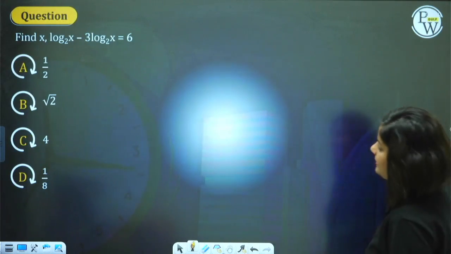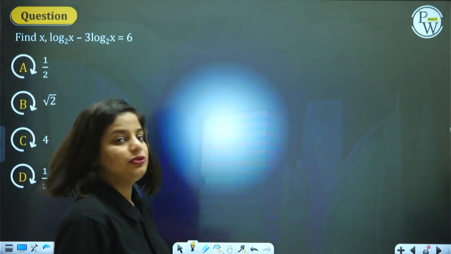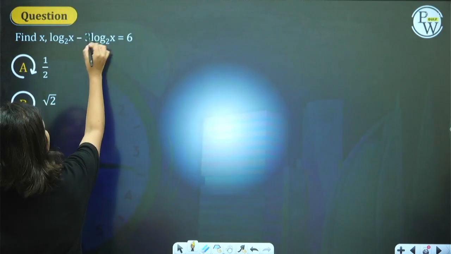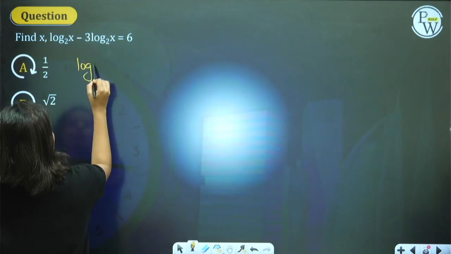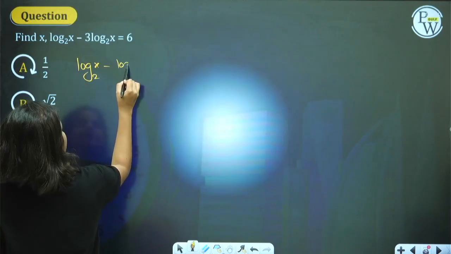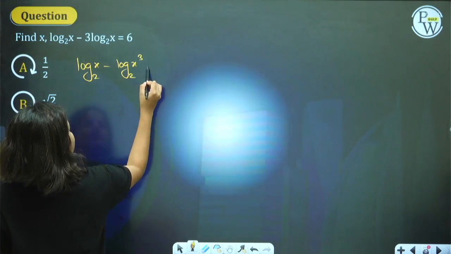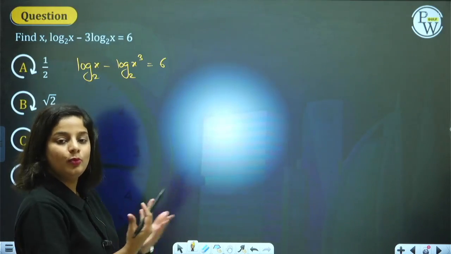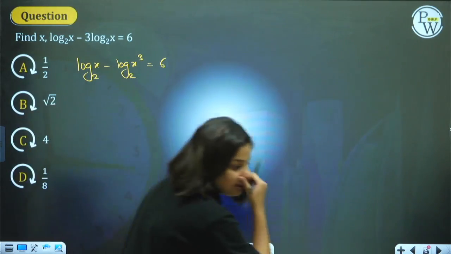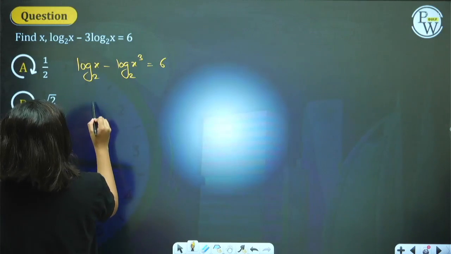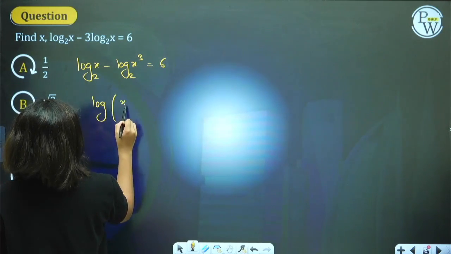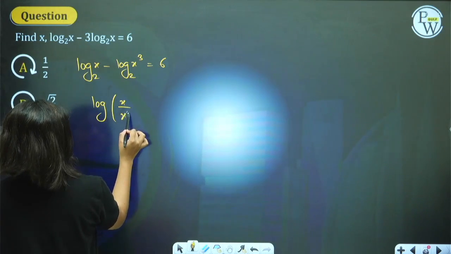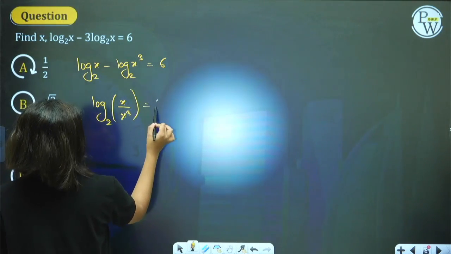Nice. One more: log x to the base 2 minus 3 times log x to the base 2 is 6. What is the value of x? Let's put this 3 up first. Log x to the base 2 minus log x cube to the base 2 is equal to 6. Exponential can be applied both ways. Next. Log a minus log b is log of a by b. First term divided by second term, right? Base is 2 equal to 6.